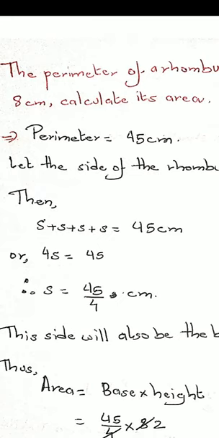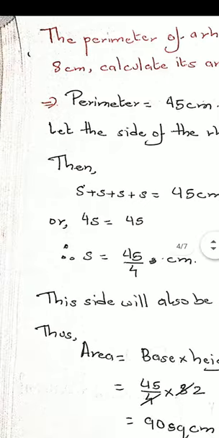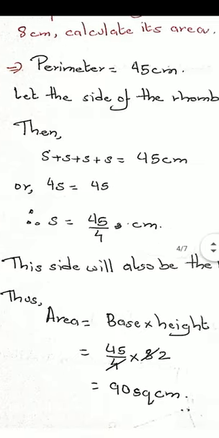So therefore s equals 45 by 4 centimeter. I'm not changing it to any decimal because I'm going to use it again. You could have changed it here also, it doesn't matter. This side will also be the base of the rhombus, right?